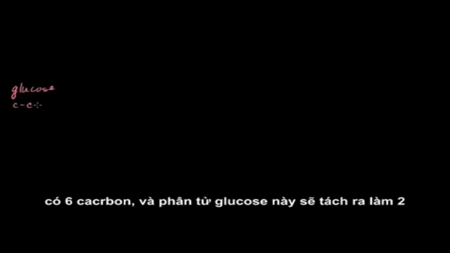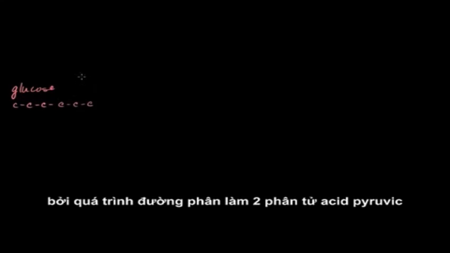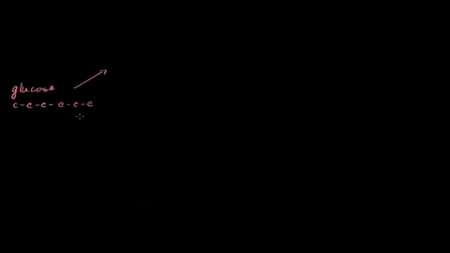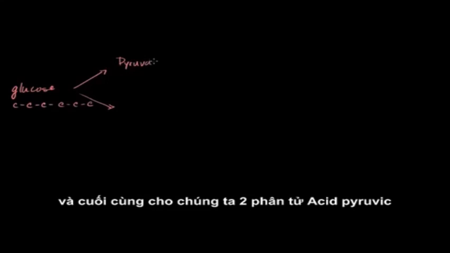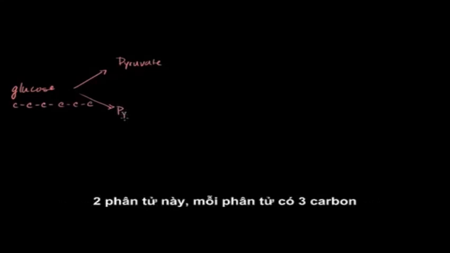So we already know that if we start off with a glucose molecule, which is a 6-carbon molecule, this essentially gets split in half by glycolysis, and we end up with 2 pyruvic acids, or 2 pyruvate molecules. So glycolysis literally splits this in half. It lyses the glucose, and we end up with 2 pyruvates, or pyruvic acids. Pyruvate. And these are 3-carbon molecules.